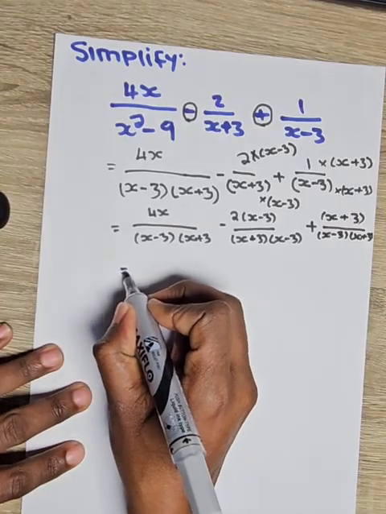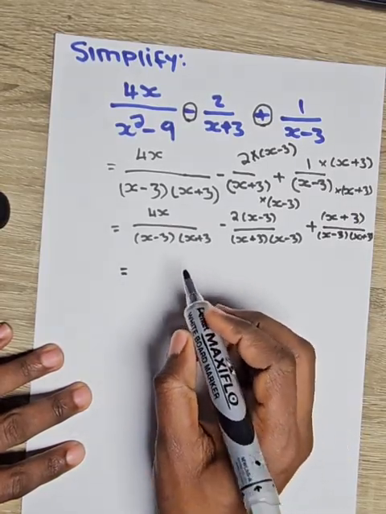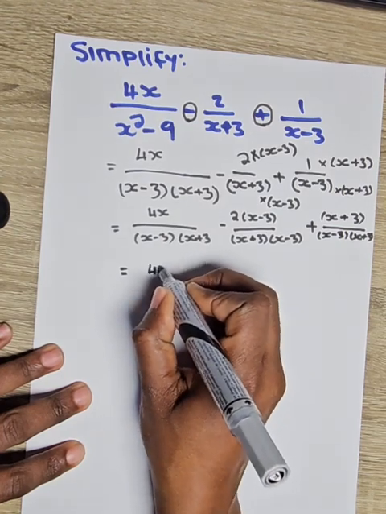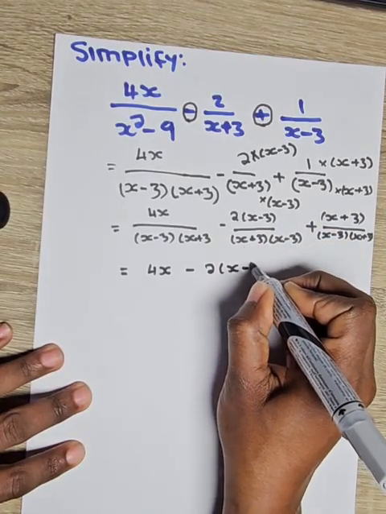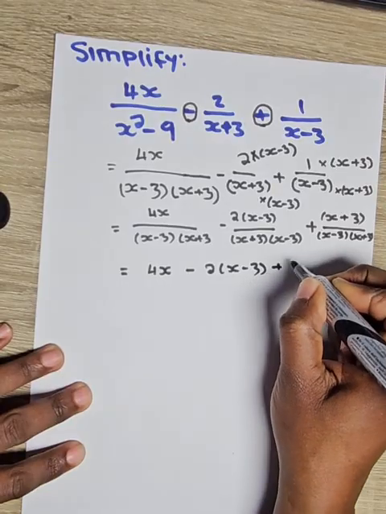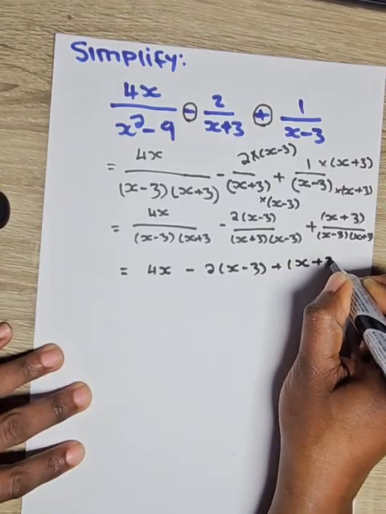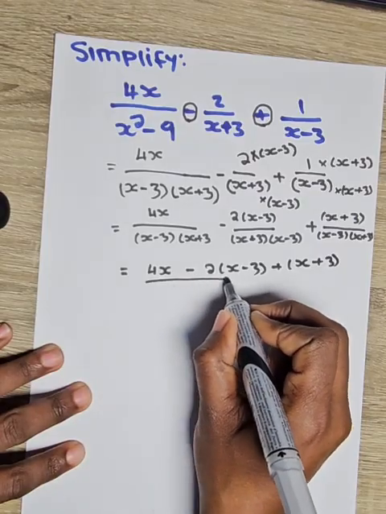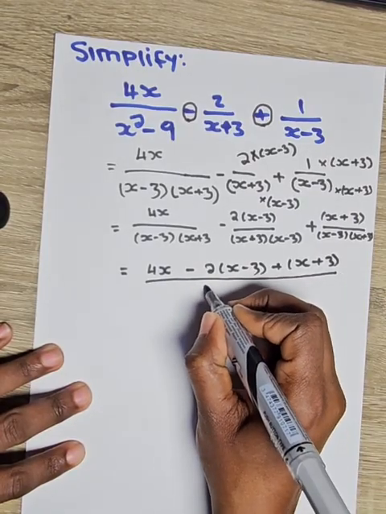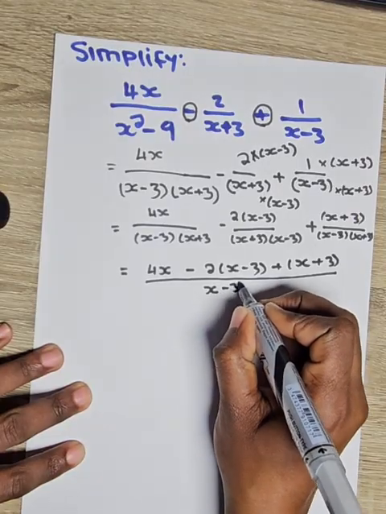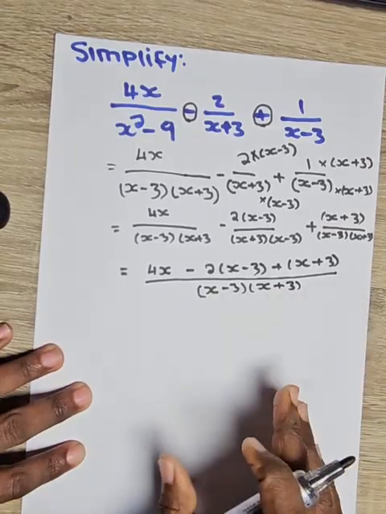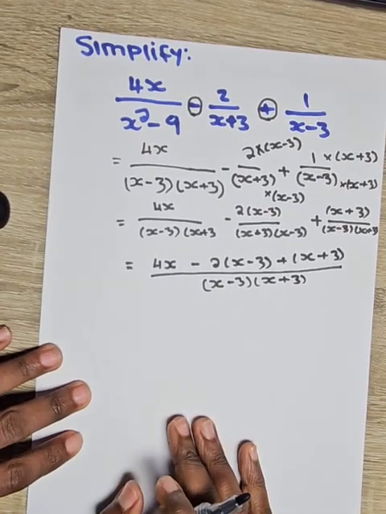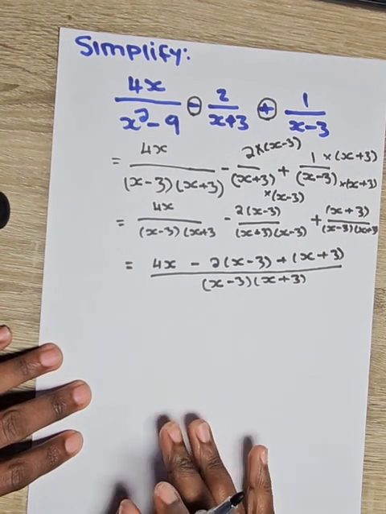Now we have all of them with the same denominator. So now we say equals: bring down all your numerators. 4x minus 2 times x minus 3, plus x plus 3, all over one denominator, x minus 3 times x plus 3. Now simplify your numerator, removing first the brackets.